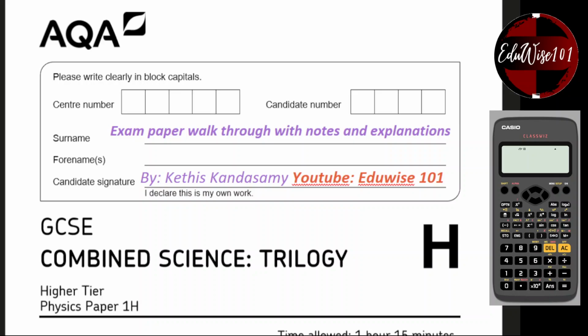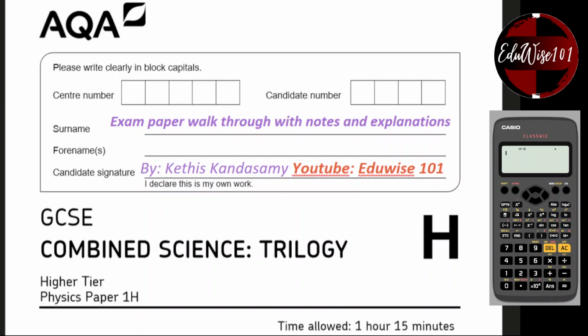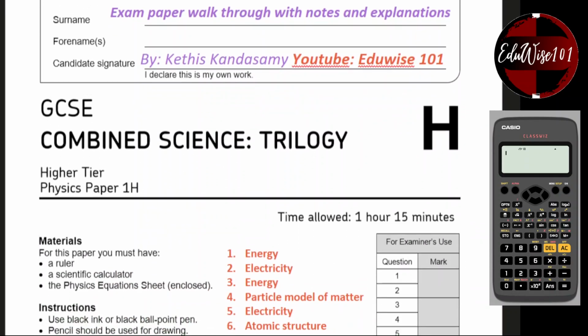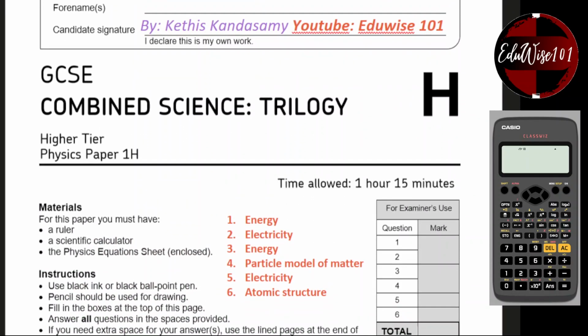Hello everyone, in this video I'm going to go through the AQA Combined Science Physics Paper 1 higher tier. This is from the 2022 Paper 1 higher tier in AQA. This paper is 1 hour 15 minutes and it's a total of 6 questions.